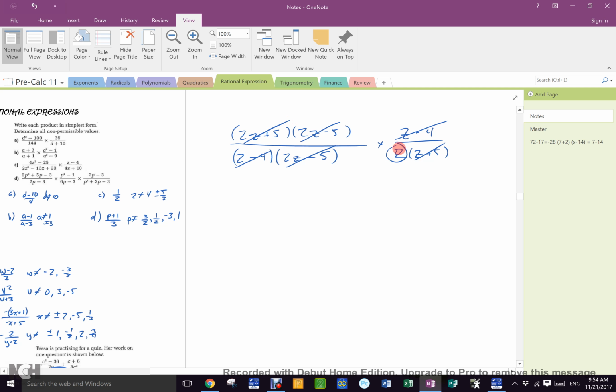What's left? A 2 in the denominator. So it has to be 1/2. 1 over 2. Because if it's 0 over 2, then that whole answer is 0. Right? Okay.